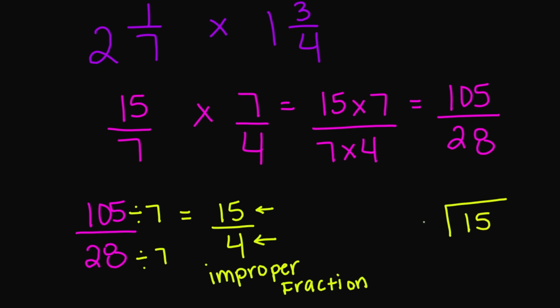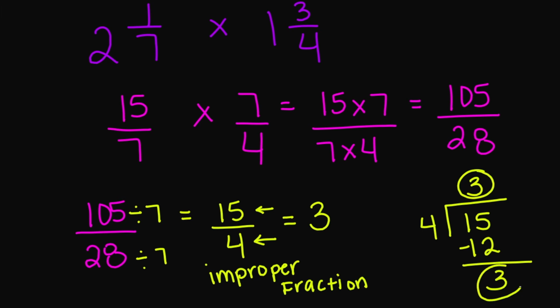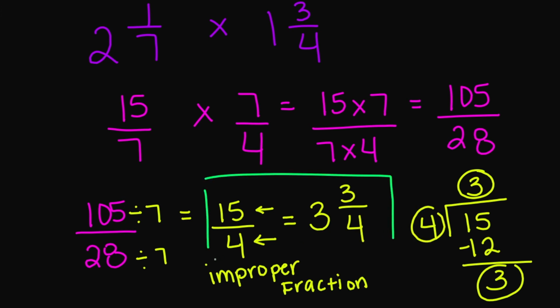15 on the inside, 4 on the outside. 4 goes into 15 3 times. 4 times 3 is 12. 15 minus 12 is going to equal 3. So your answer is going to equal 3 from your quotient. That's your whole number. Your remainder, 3, is your numerator. And that's going to be over 4, which is your divisor. And this is your final answer.